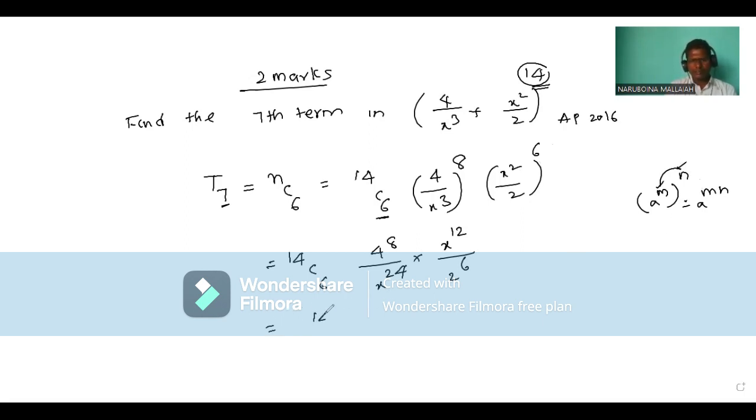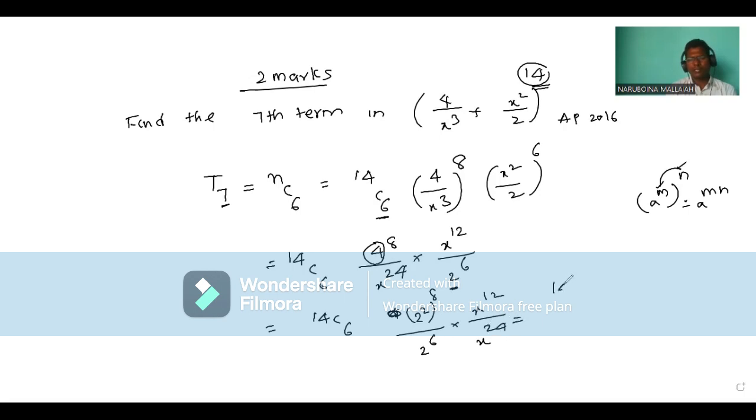Now see here, 14C6. After that, 4 power 8 is there. Here 2's are there, so change this 4 into 2's. 4 can be written as 2 square, whole to the power of 8, divided by 2 power 6, here x to the power of 12 by x to the power of 24.